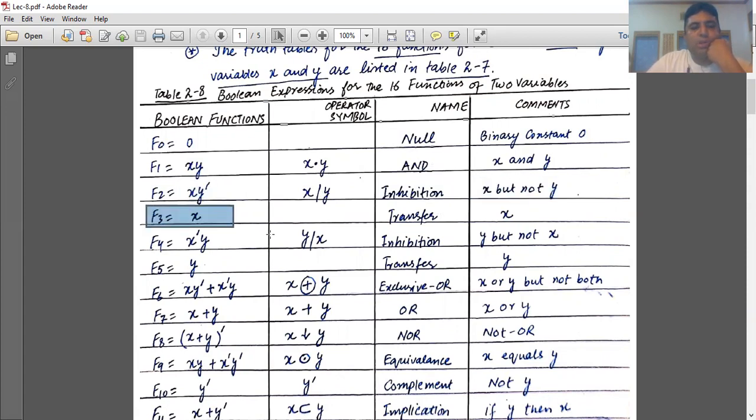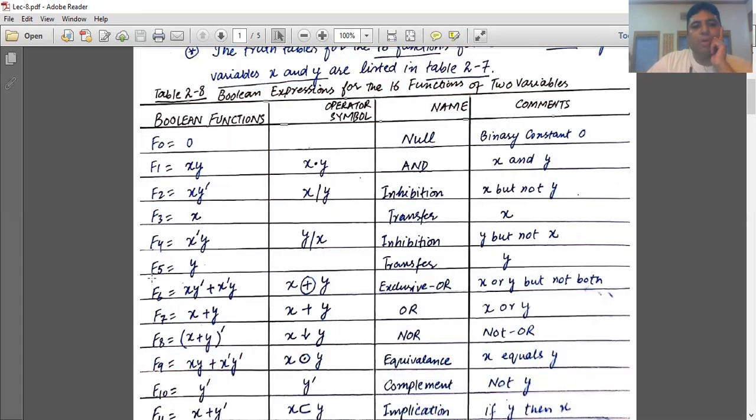F3 is equal to x. The input x is given, transferred. F4 is x bar y, another inhibition, which means y but not x. Y will be 1 and x will be 0. Then F5 is y, just like F3 is x. F5 is y means you can give y input to any gate input.